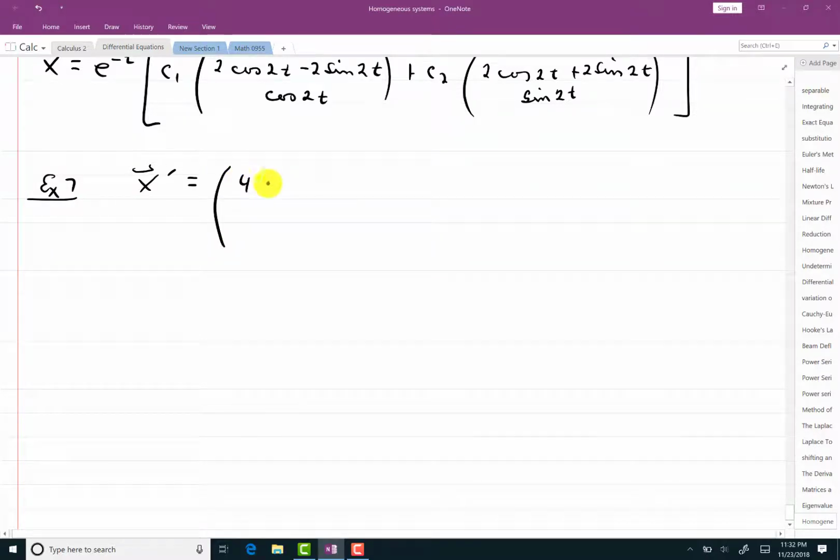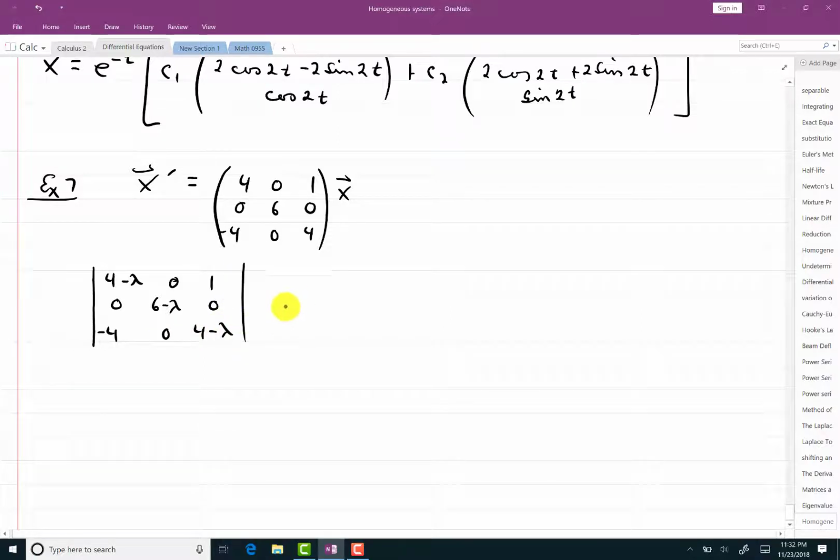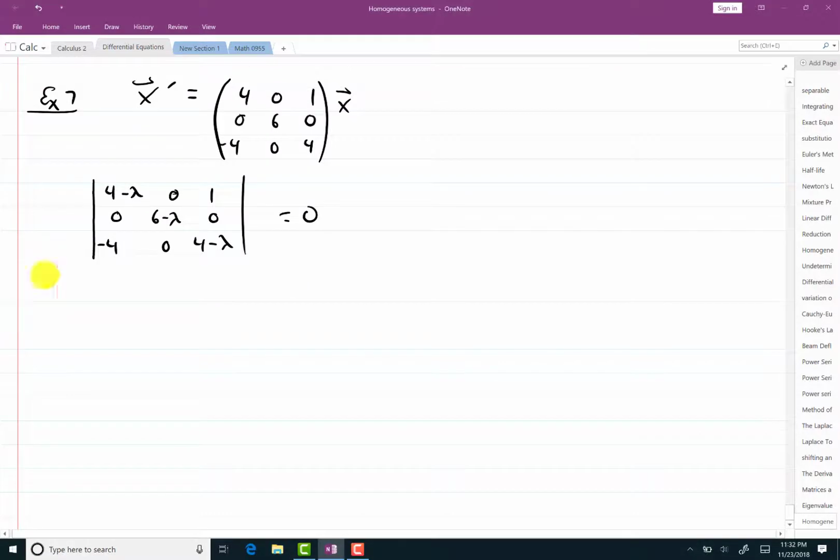I want to do one last, little more complicated example so that you can see how the previous thing that I did relates to this one, which will need 3 independent solutions. So let's go ahead and find our eigenvalues as normal. I'll have 4 minus lambda, 0, 1, 0, 6 minus lambda, 0, negative 4, 0, 4 minus lambda. That's equal to 0. Now, if I look through my rows and columns, the best row, the row that has the most zeros, is the middle row.